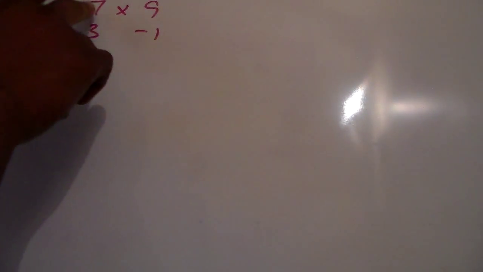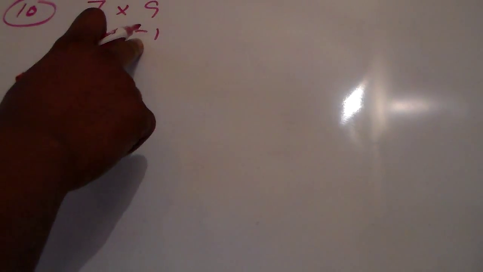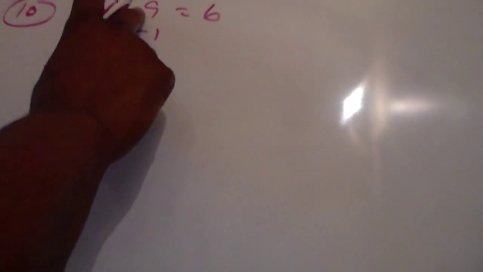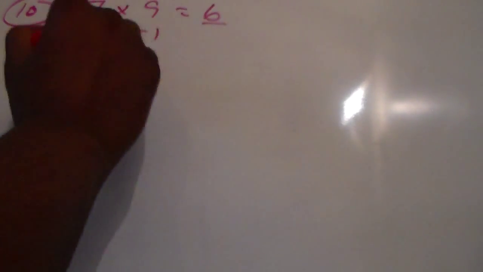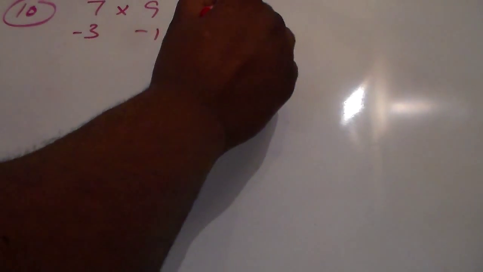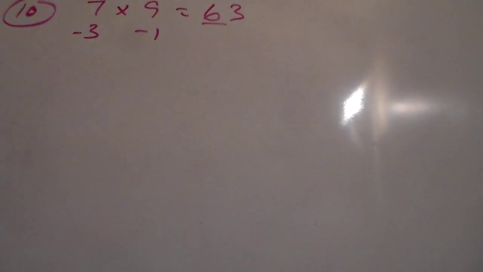Same thing, we'll try another one, 7 times 9. 7 is 3 units below 10, 9 is 1 unit below 10. So we could either subtract 7 minus 1 is 6, or 9 minus 3 is 6, for our first digit, and then we multiply across. 3 times negative 1. Answer, 63.